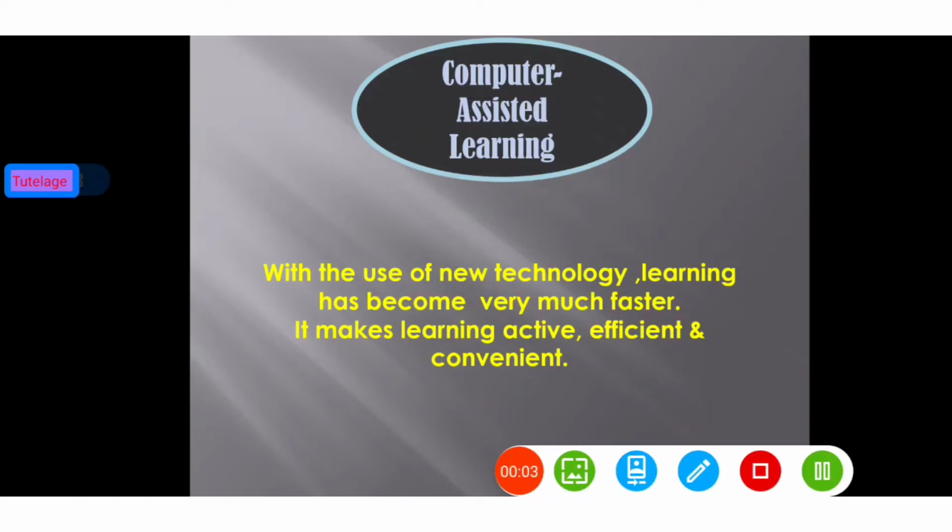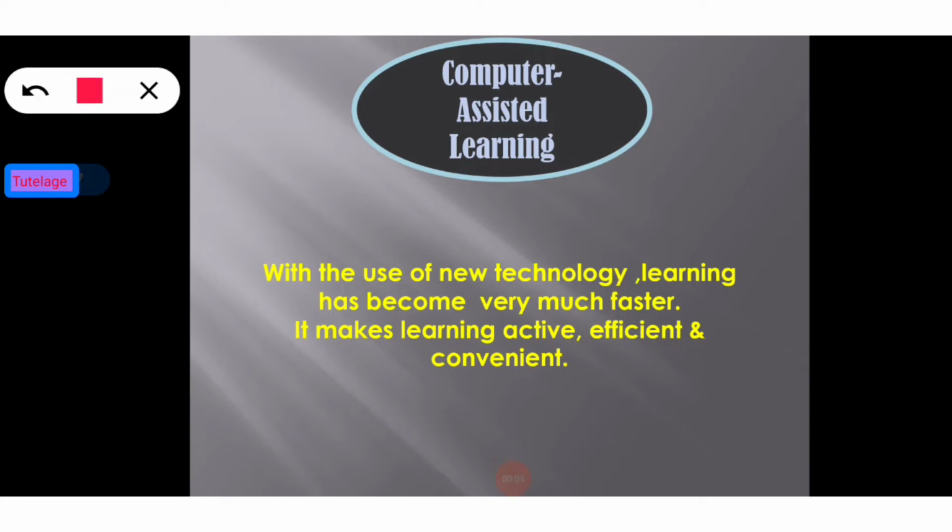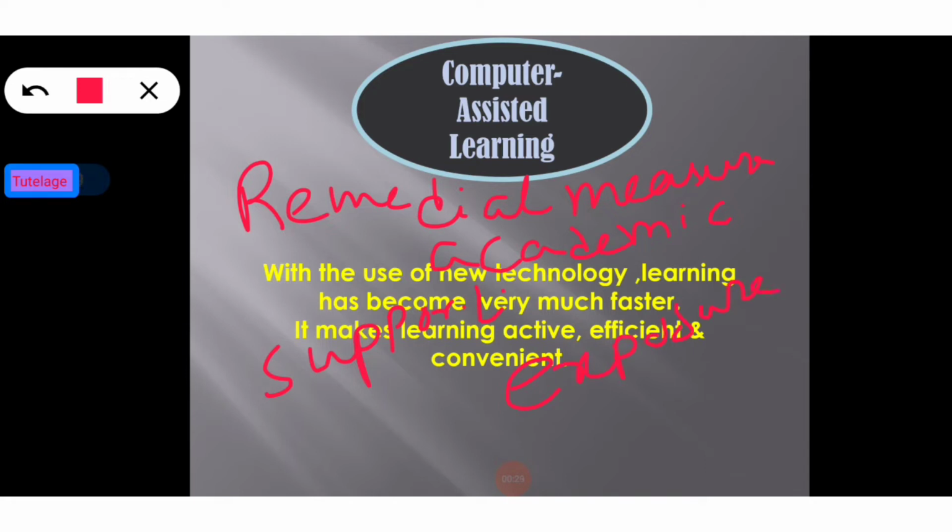Basically, there are two opportunities of computer assisted learning. The first one is remedial measures, academic support, and the second one is exposure to computer.